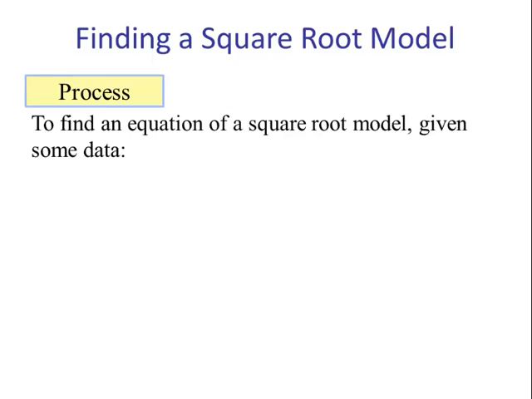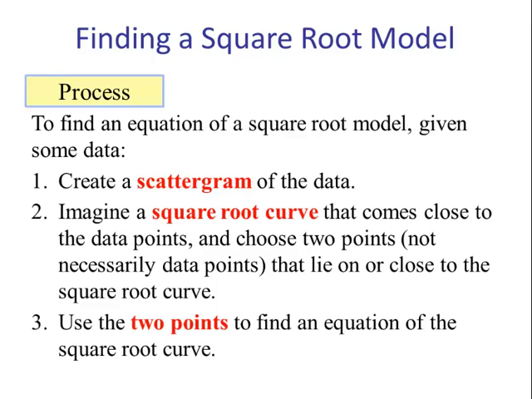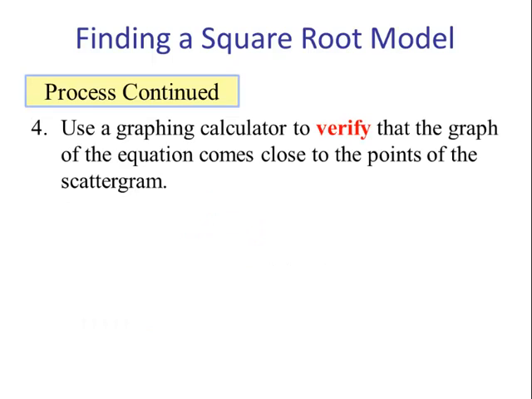Process. Define an equation of a square root model given some data. Number 1, create a scattergram of the data. Number 2, imagine the square root curve that comes close to the data points and choose 2 points, and they don't have to be data points, that lie on or close to the square root curve. Number 3, use those 2 points to find the equation of the square root curve. And number 4, use a graphing calculator to verify that the graph of the equation comes close to the points, and does that model make sense in terms of the situation.